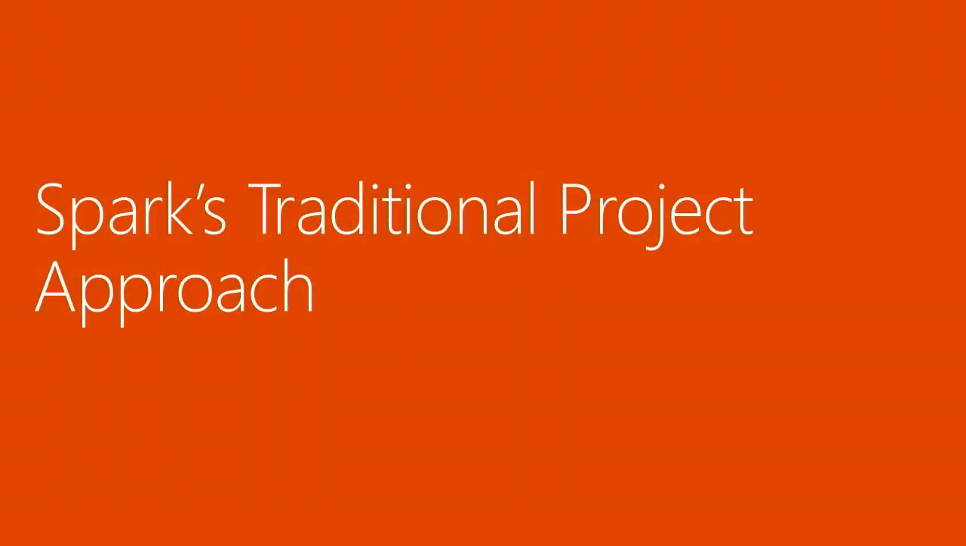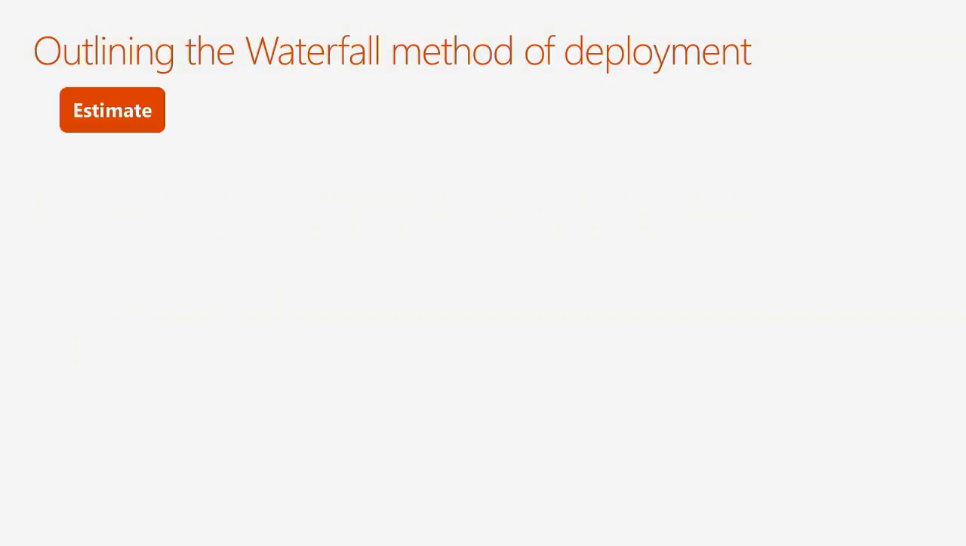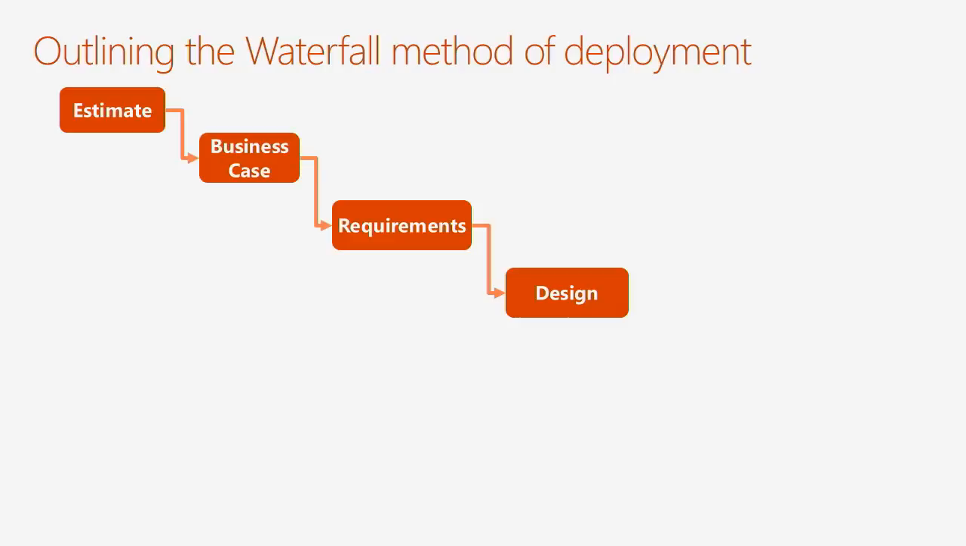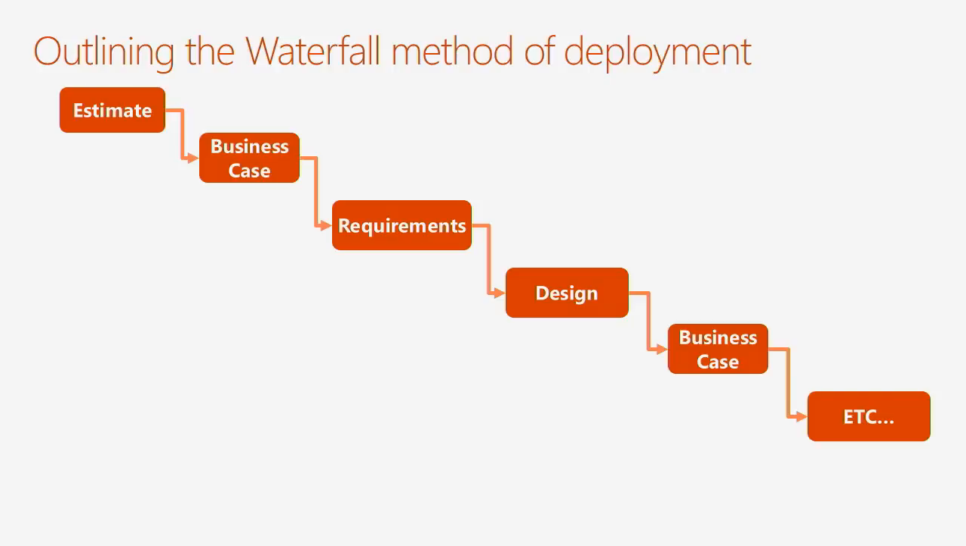So let's talk about Spark's traditional approach to projects. Spark, when I arrived in 2012, was running a very traditional waterfall model. For those of you who don't have any idea what I'm talking about, the waterfall model is defined as a sequential, non-iterative design process where progress is seen as steadily flowing downwards like a waterfall through each project phase.